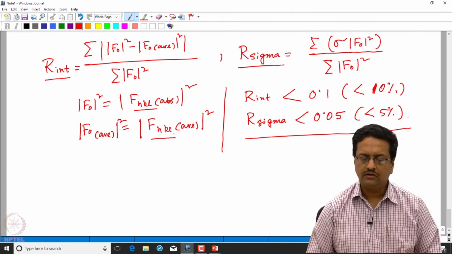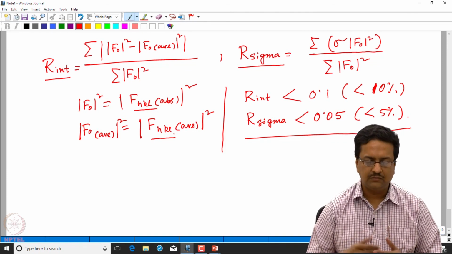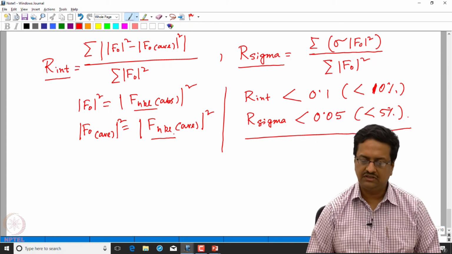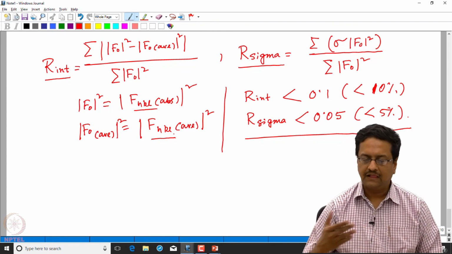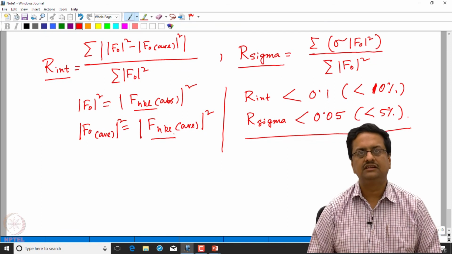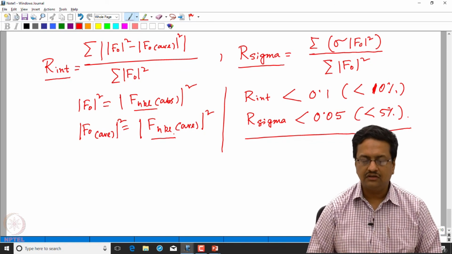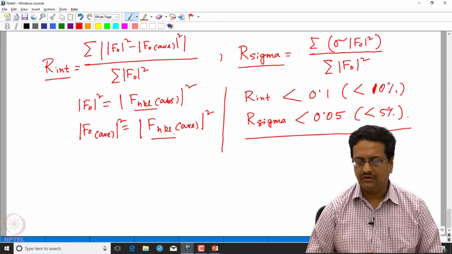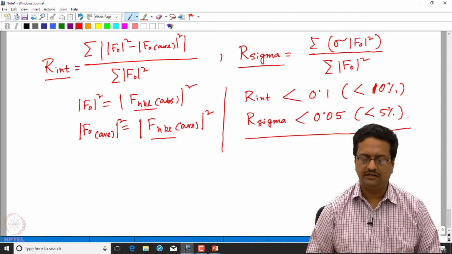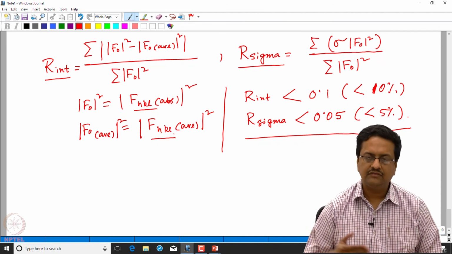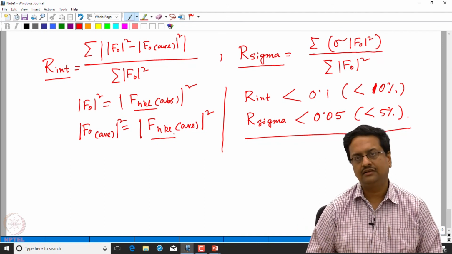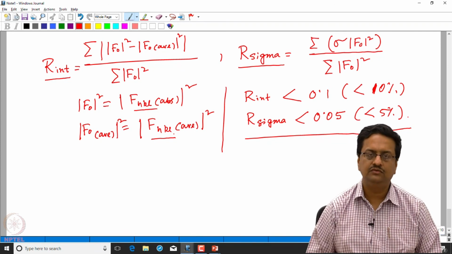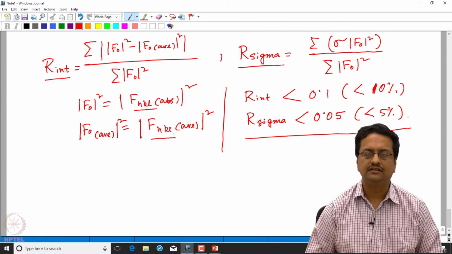So today in this lecture we have learned how to identify the two-fold symmetry and the mirror symmetry, and then we discussed anomalous scattering, and also we talked about the two major important indicators of quality of data, that is R int and R sigma. In the next class we will start to understand how to do structure solution using different methods.